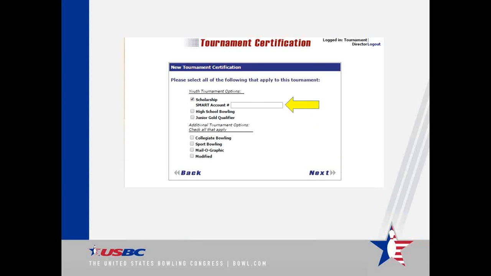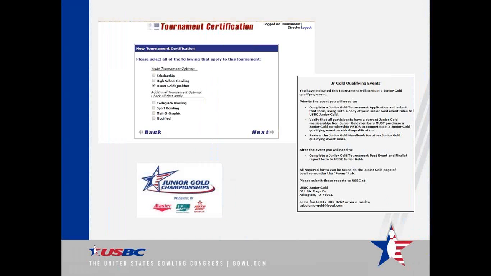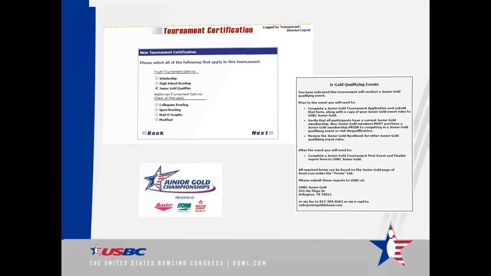You will need to put in your SMART account number that you are going to use for this youth tournament. That's one of the main things you're going to do there, so be sure you put in the SMART number there. If you pick Junior Gold, you're going to have another page come up, and you can see it on the right there, that gives you all the information you need to know about a Junior Gold tournament. We always suggest, if you're going to run a Junior Gold tournament, to contact the youth department ahead of time so you've got all of the information that you need prior to certifying the event.